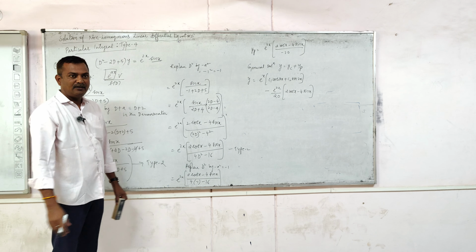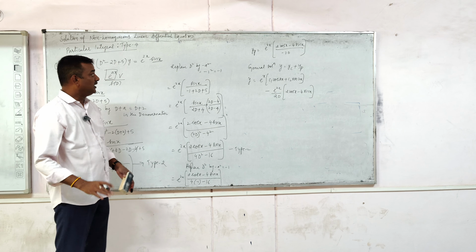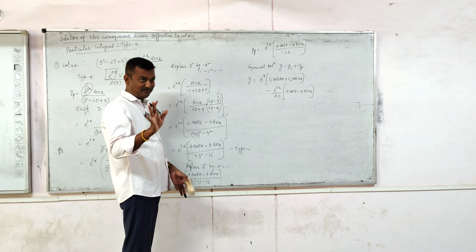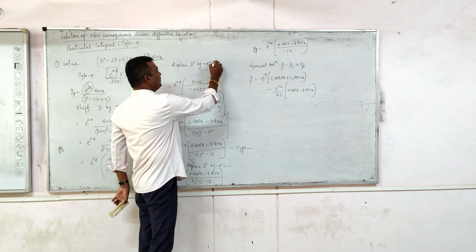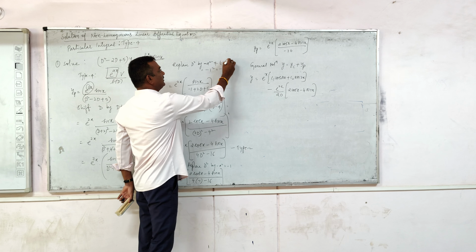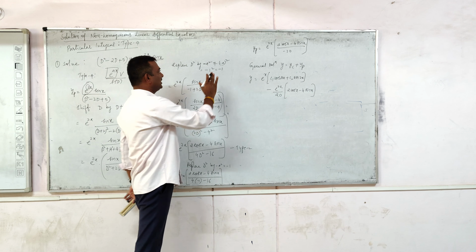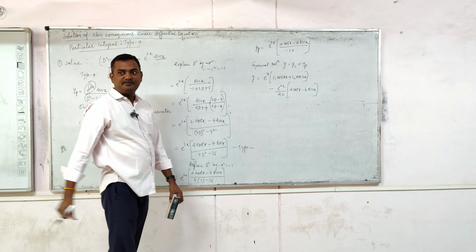Please note, it is not minus 1 whole square. It is minus a square. It is not equal to minus a whole square. Okay. Any doubt? Thank you.